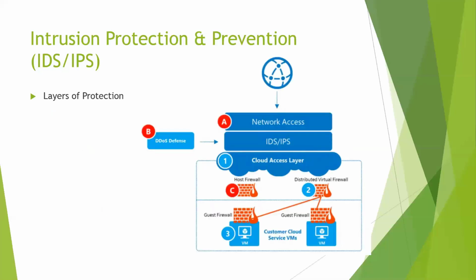Rendering a diagram of what this layers of protection looks like. At the top, we have this globe. It's the internet, and it's coming through the network access layer and the DDoS defense at the physical. Those are all at the physical layers, and that's performed by the hardware at the data center. Those are Microsoft responsibilities to keep bad actors out from the data center.